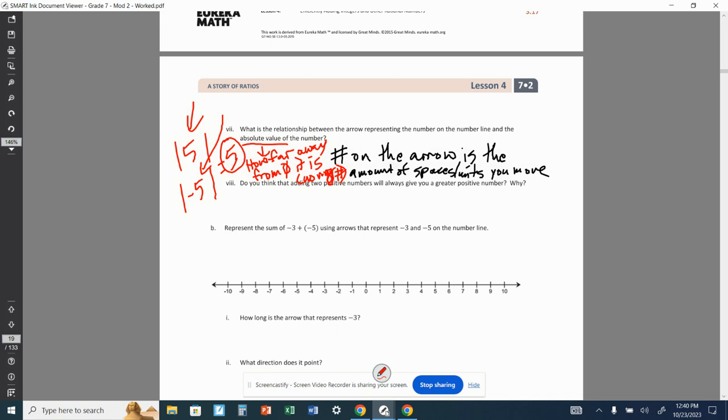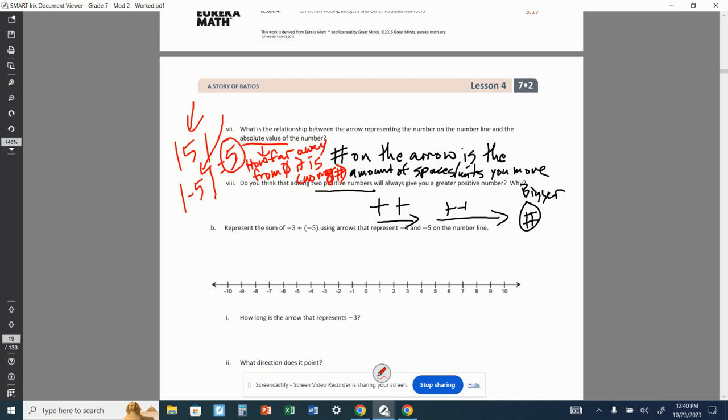Do you think that adding 2 positive numbers will always give you a greater positive number? If you have 2 positive numbers, and you're adding them, it'll always be bigger. If you think about it, when you add a positive, you always move to the right. So if you do that twice, you'll move farther to the right, and you'll end at a bigger number, right?